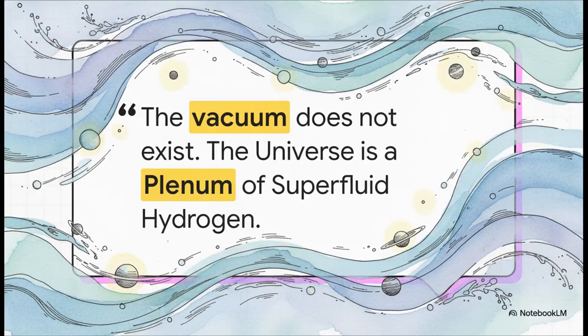To really wrap our heads around this framework, we've got to start with its absolute most profound axiom. Quote, "The vacuum does not exist. The universe is a plenum of superfluid hydrogen." So in the S-DMT architecture, empty space is a lie. That whole concept of a vast, empty, silent void stretching out between the stars, completely discarded. Instead, I want you to imagine that you are completely submerged in this boundless cosmic ocean. In this model, everything that happens, every movement of a planet, every single ray of light, is literally just a ripple or a wave traveling through this incredibly dense universal fluid. They call it the plenum.